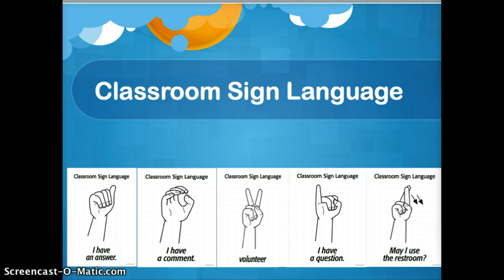Using classroom sign language has taught my 3rd graders patience, participation skills, and nonverbal communication. The use of these hand signals has promoted successful engagement and accessibility to learning.